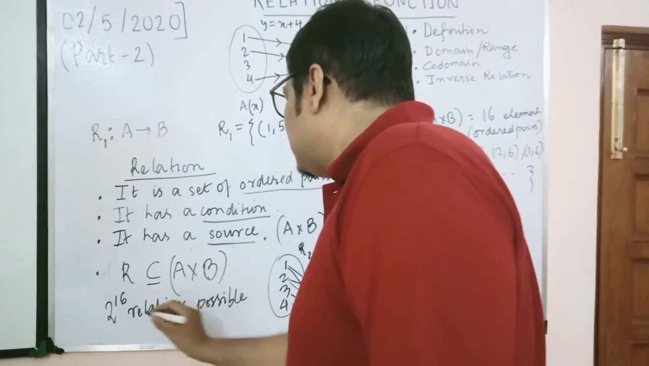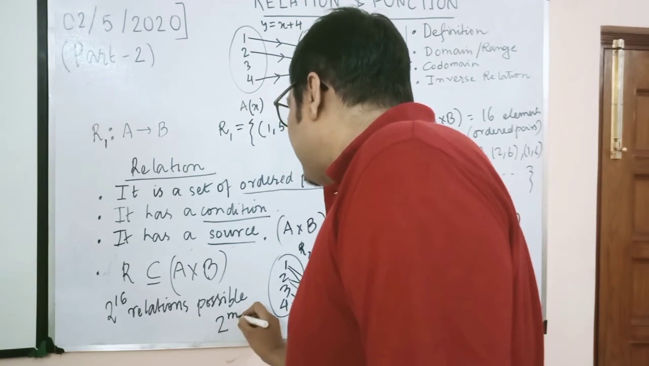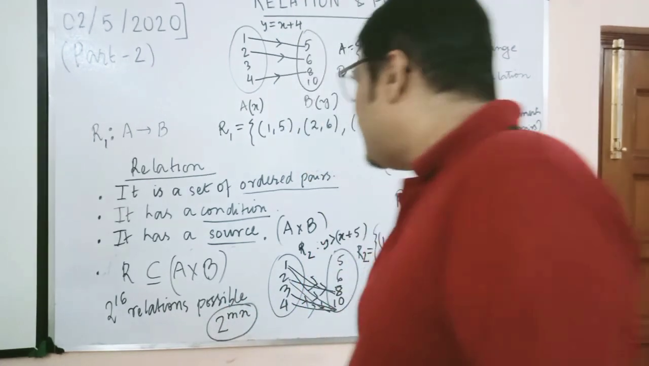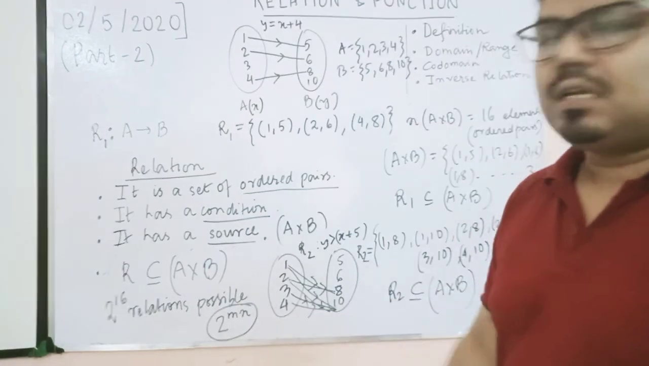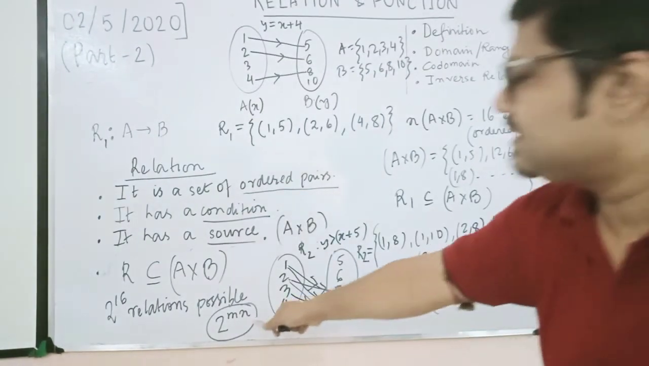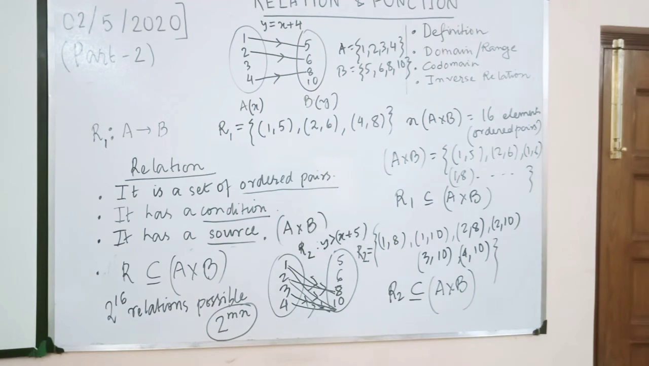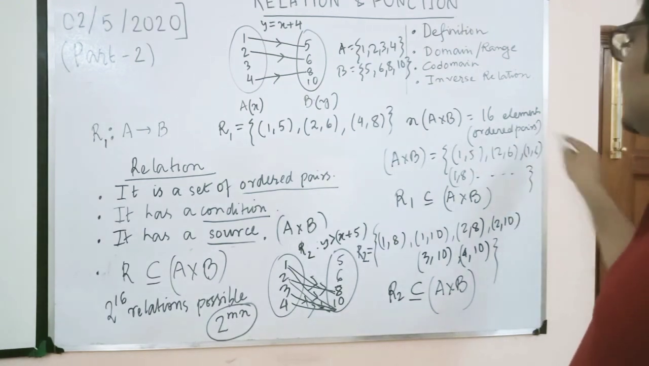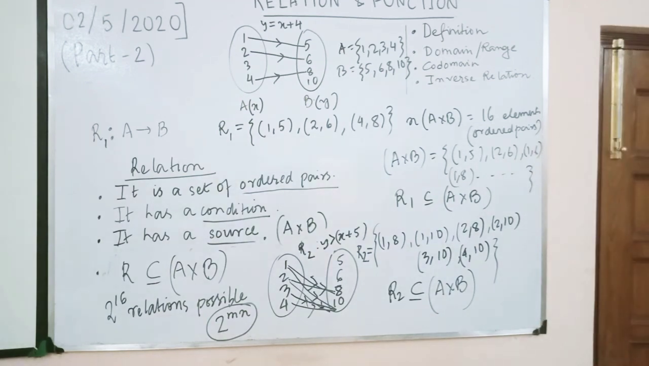This many relations possible. Okay. So this formula is actually 2 to the power mn. What is 2 to the power mn? Where m is the cardinality of A, n is the cardinality of B. So 2 to the power 16 relations possible. Okay, so now we will see a little bit of the domain and range for the relations.